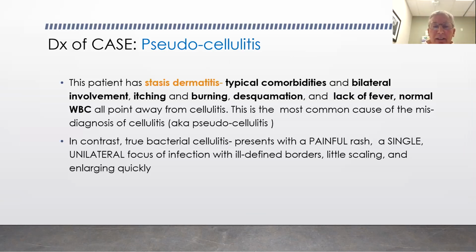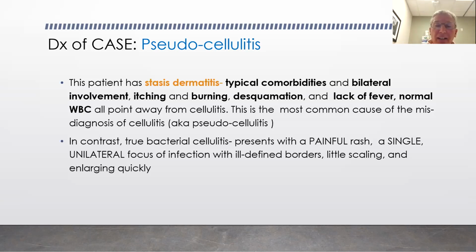This patient that we just talked about has stasis dermatitis. He has bilateral involvement. It's itching, not burning, not tender. So itching, burning, skin peeling, lack of fever, normal white count. So this is a slow disease. This is not a rapidly progressive disease. It's bilateral. There's no burning. The edges, you can feel the edges. There's a lack of fever and a normal white count.